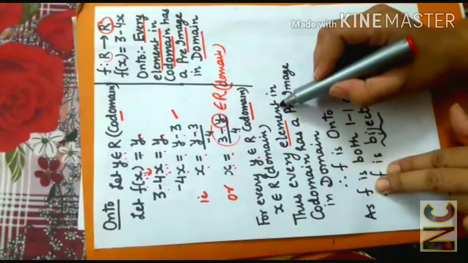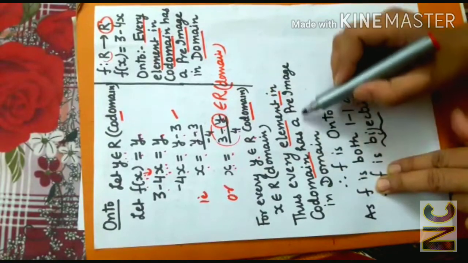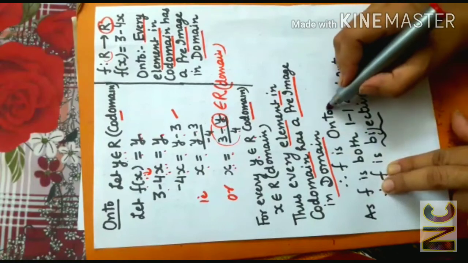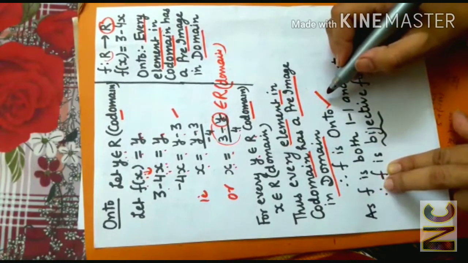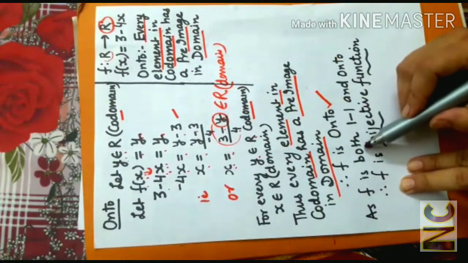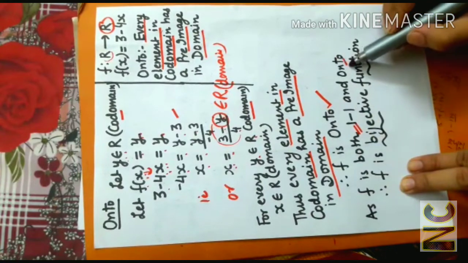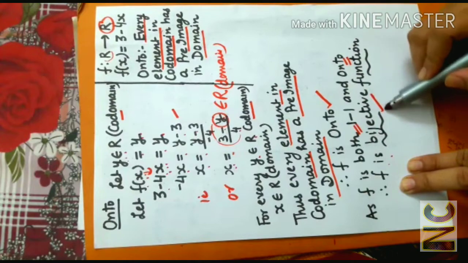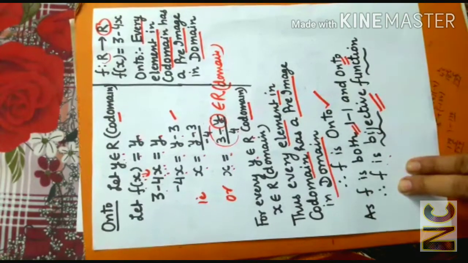So every element in the codomain has a pre-image in the domain. So the function is onto. Now as the function is both one-to-one and onto, I can say that f is a bijective function.